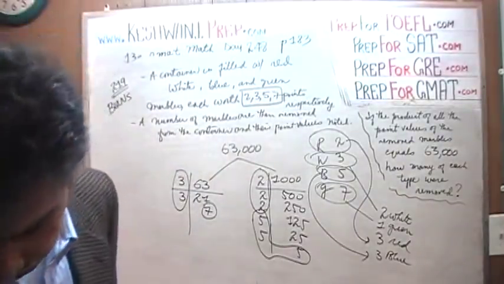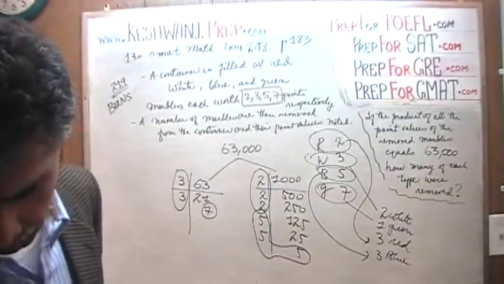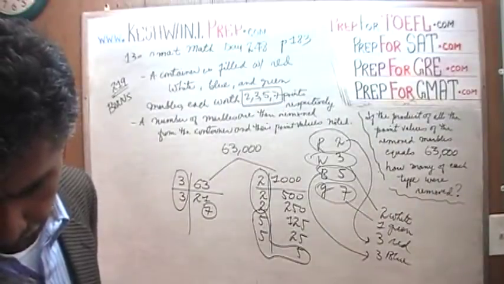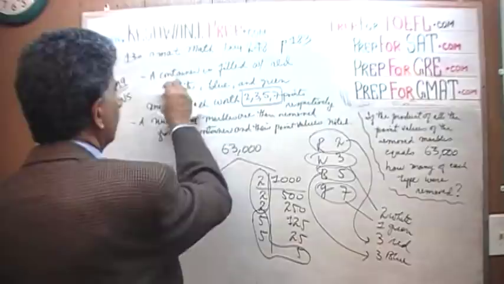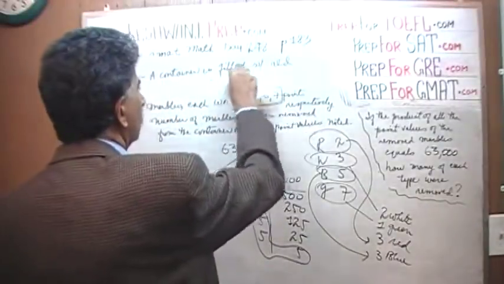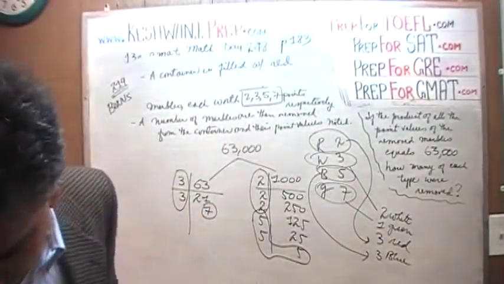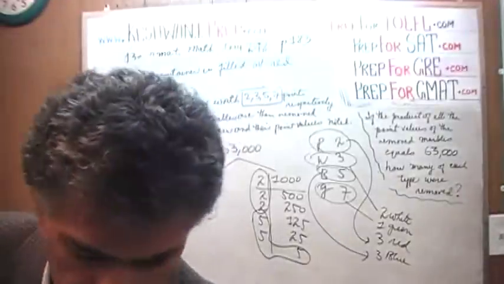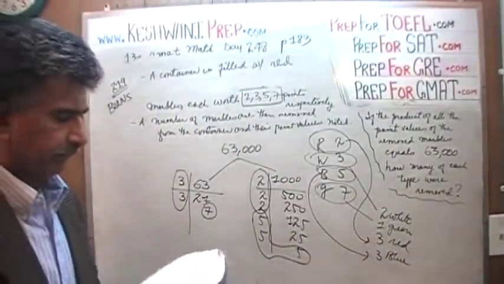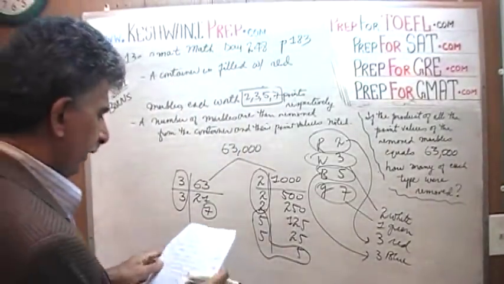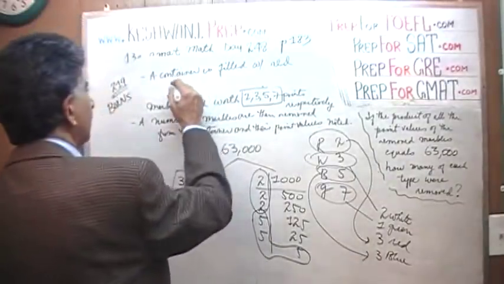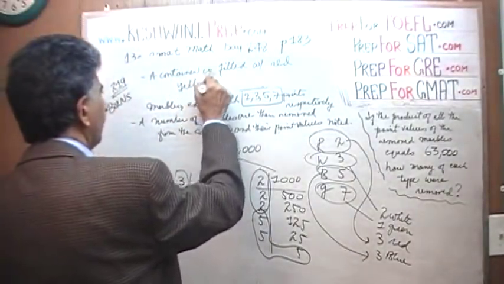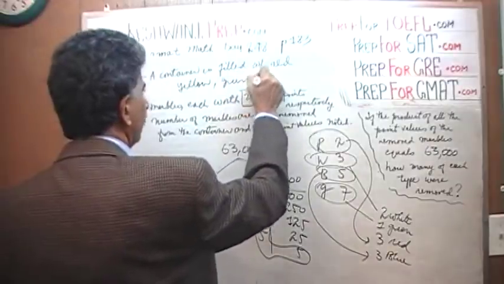In the book it says, in a certain game, a large container is filled with red, yellow, green and blue. Red, yellow, green and blue.